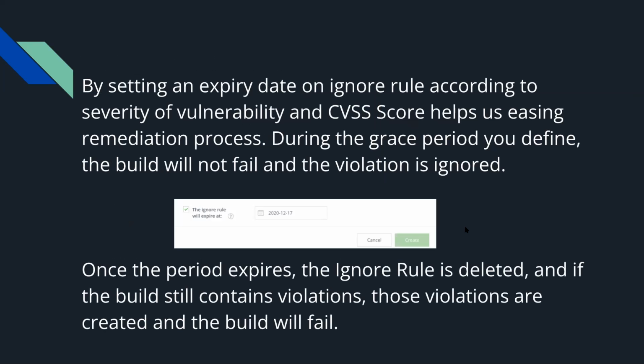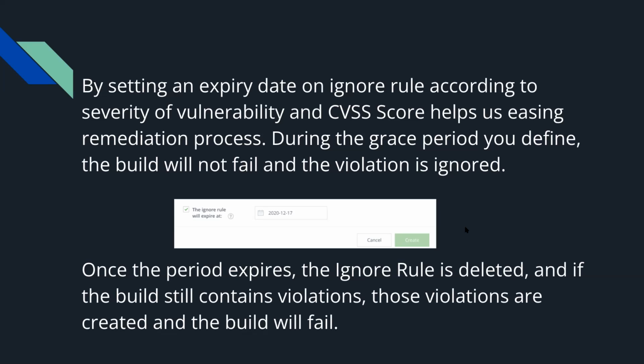By setting this expiry date, you will be able to silence that particular violation until that period. As I just said, setting this date on an ignore rule, according to the severity of the vulnerability and CVSS score, helps ease the remediation process. When it is a low severity, the build will still be failing because it's a vulnerability. So for the low severity ones, you can set an expiry date, and then you can take care of remediating that particular vulnerability slowly and gradually. During this grace period that we define in this configuration, the build will not fail and the violation will be ignored. And once the period expires, the ignore rule will be deleted.